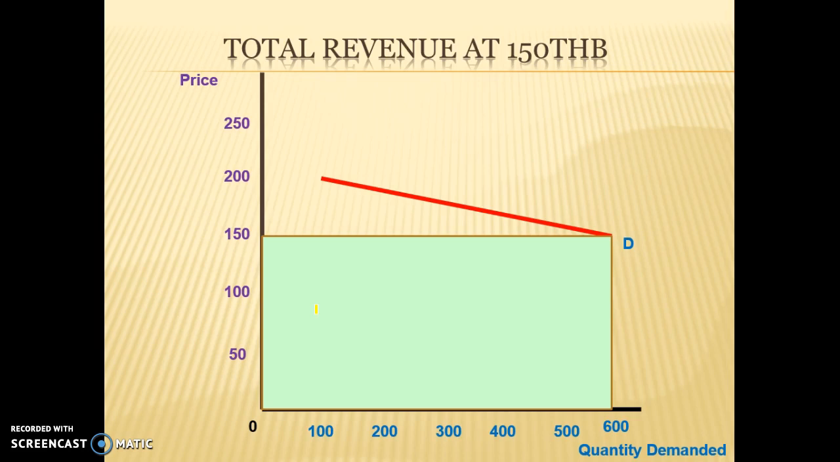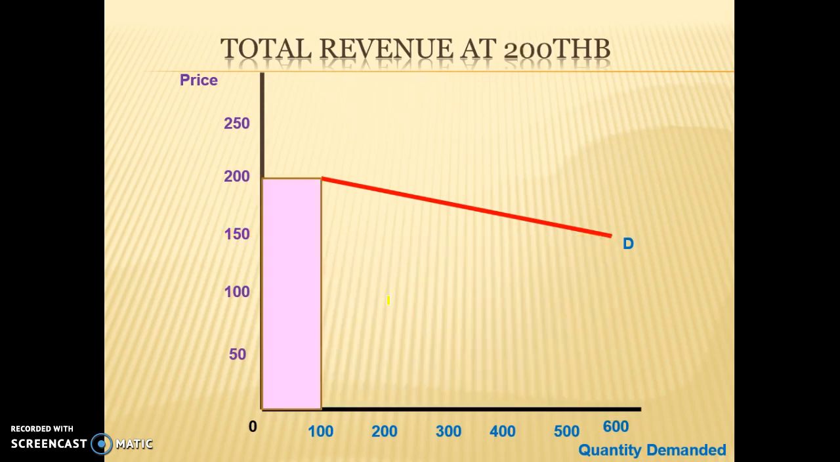So let's look at the revenue that we would generate. If we sold it at a price of $150, we would sell 600 units and generate revenue of $90,000. Okay, it's 150 times 600 units sold. If we sell at a price of $200, we're only going to sell 100 units, and we'd only be generating revenue of $20,000. So where are we going to generate more revenue?